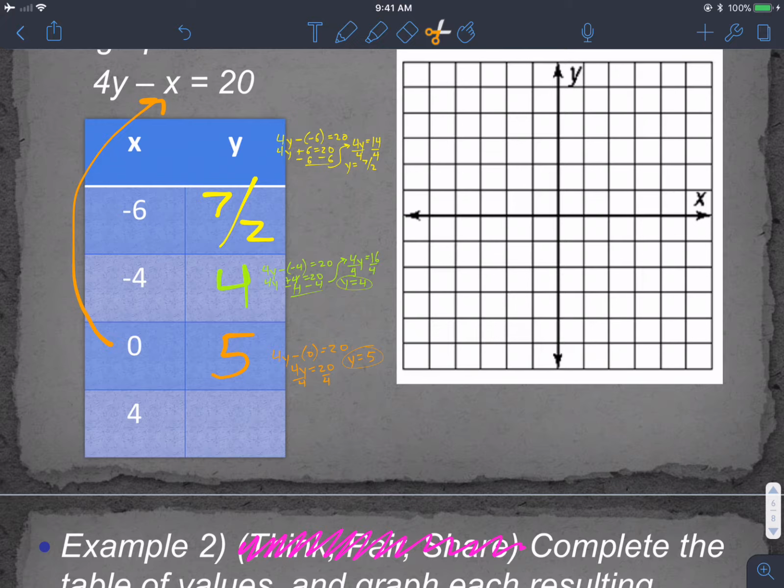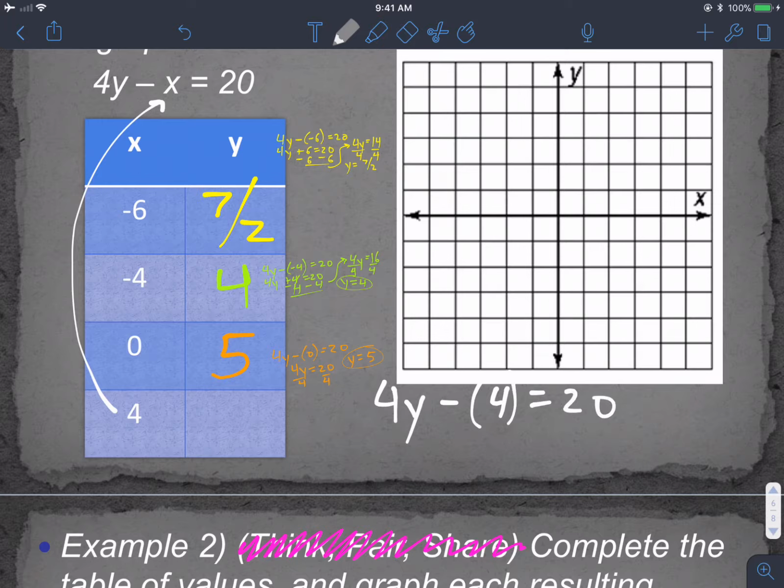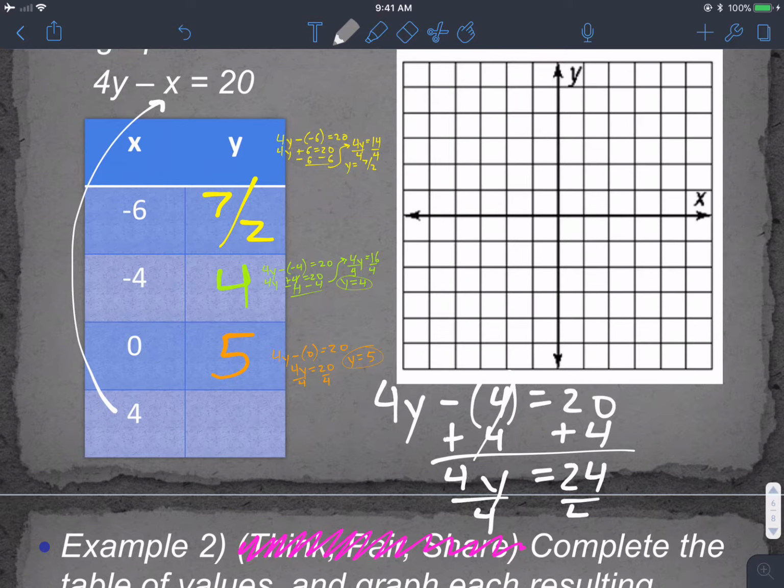And then one more. Take 4 and plug it in for x. So 4y minus 4 equals 20. Add 4 to both sides. Then divide. Y is equal to 6.